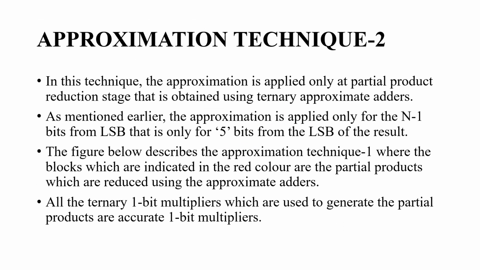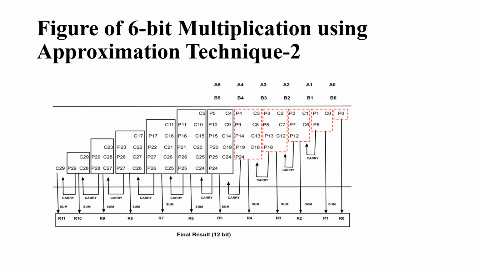In technique 2, the error is introduced in the partial product reduction stage, that is, using ternary approximate adders. All 36 partial products are generated using the ternary accurate 1-bit multipliers, but the reduction stage uses some ternary approximate adders. As we can see in the figure, every partial product represented in black is generated by the ternary accurate 1-bit multipliers, whereas the dotted red boxes represent the ternary approximate adders which are used to reduce these partial products.